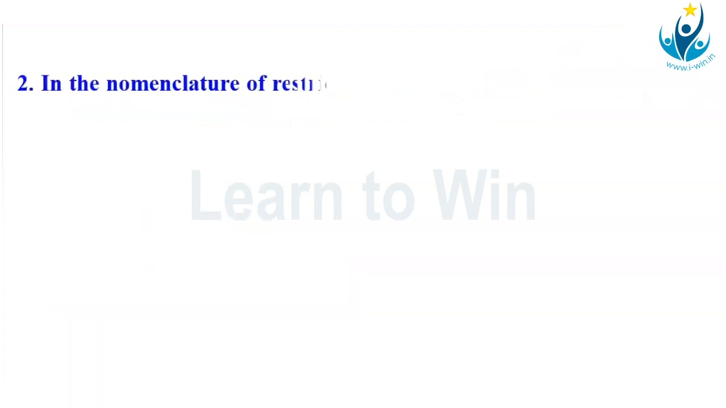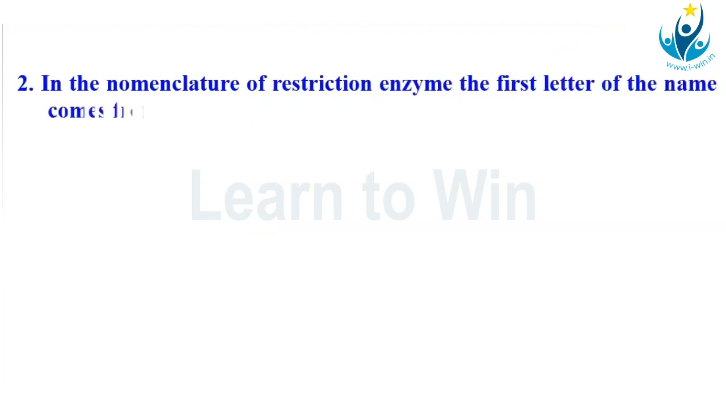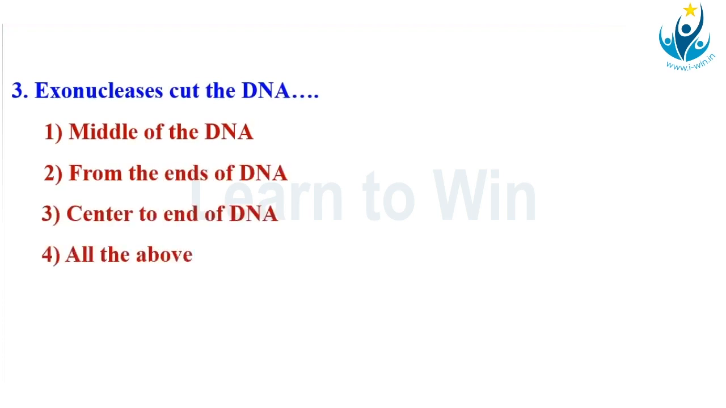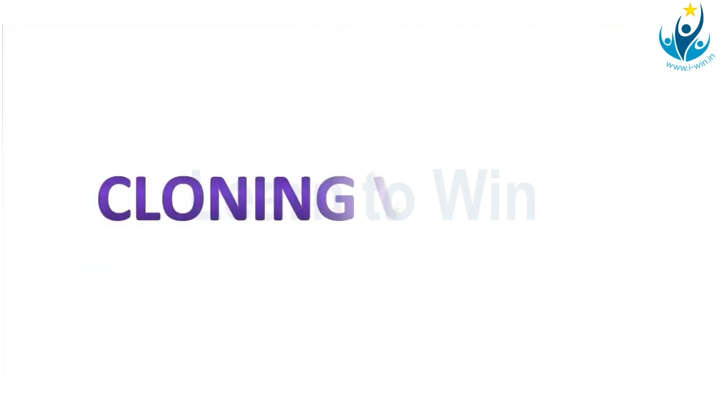Next question. In the nomenclature of restriction enzymes, the first letter of the name comes from species, strain, family, or genus. Here family means type 1, type 2, type 3. So the correct answer is genus. Right. Exonucleases cut the DNA at the middle of the DNA, from the ends, center to the end, or all of the above. The correct answer is from the ends of the DNA.